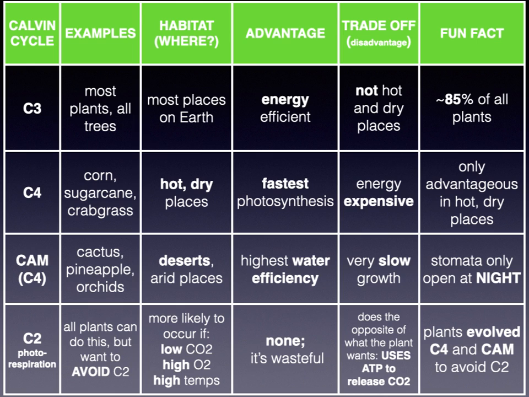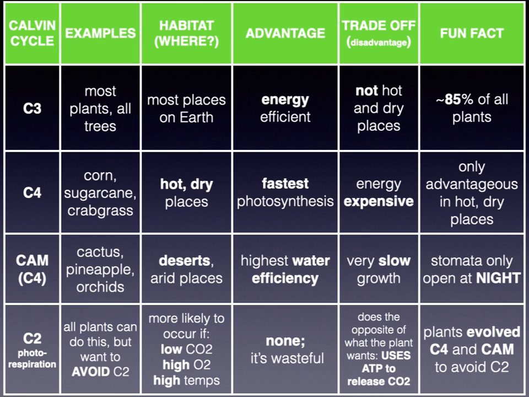Your C4, the examples are corn, sugarcane, and crabgrass. Where did they evolve? Hot, dry places. The advantage: they are fast. The trade-off: it costs them a lot of energy. So the fun fact is that the only time they get a real advantage is in these hot, dry places where the C3 plants don't work.